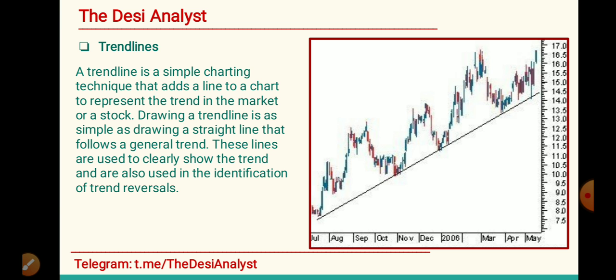So guys, this is not only about the stock market. Even if you are doing forex or commodities, this technical analysis will help you there also, because the technical analysis is the same.